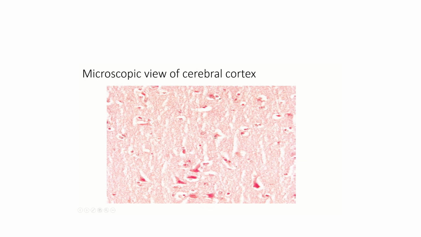So here you can see these are the pyramidal cells which you are seeing here: 1, 2, 3, 4, 5, 6, 7. You can see this is a typical pyramidal cell with apical dendrite and basal dendrites, basolateral angles. So molecular layer, external granular layer, pyramidal layer, inner granular layer, ganglion layer, and multiform layer.